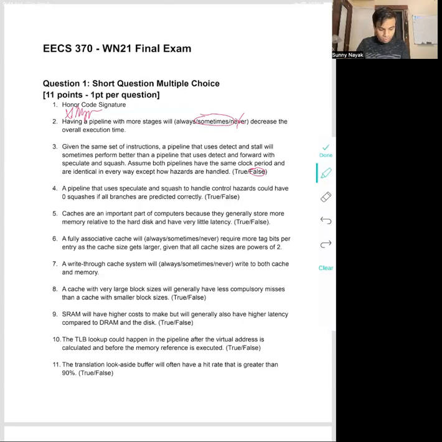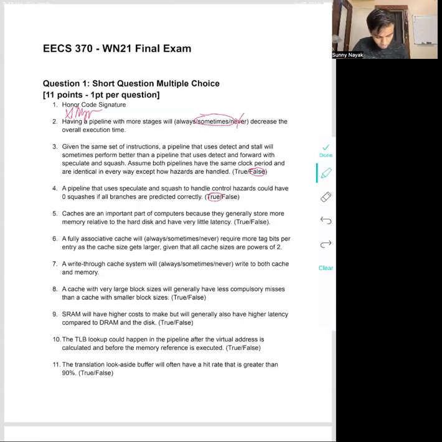And so this question is asking us, what if we were correct every single time? Well, we're going to have 0 squashes, right? I'm always going to execute the correct instructions. I'm never going to execute the incorrect ones. So I never have to squash. So this is going to be true. Cool.